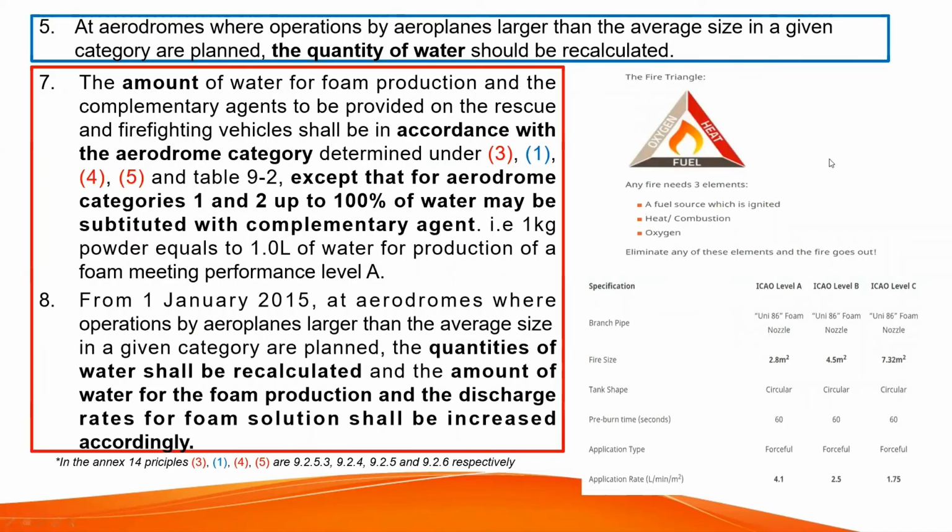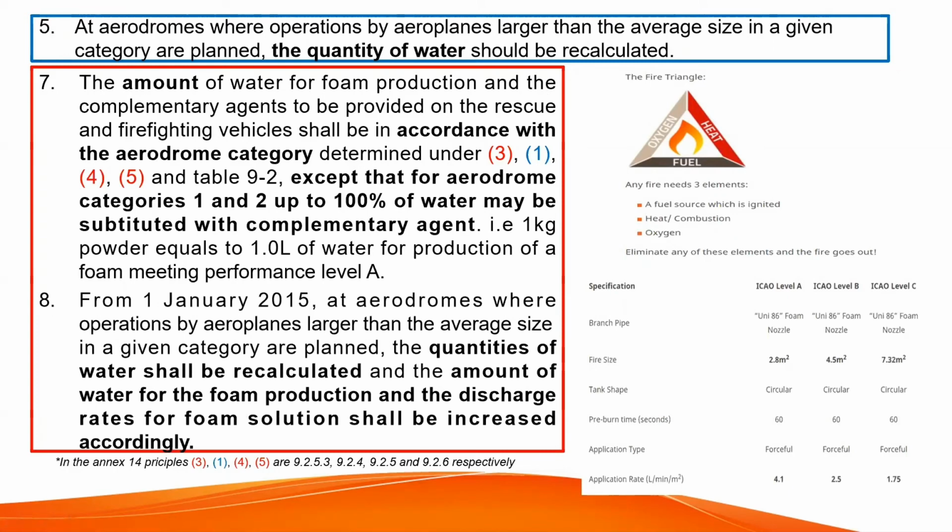Now again, like the fire triangle: oxygen, heat, fuel. Those are the 3 main elements to produce fire. So this is all about the foam that is used. The foam that is mainly used in Malaysia is a level B foam instead of level A.